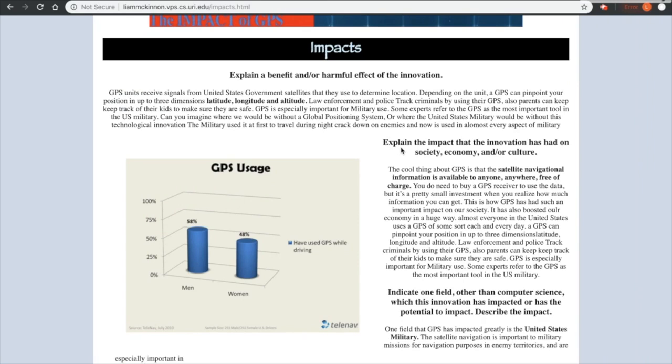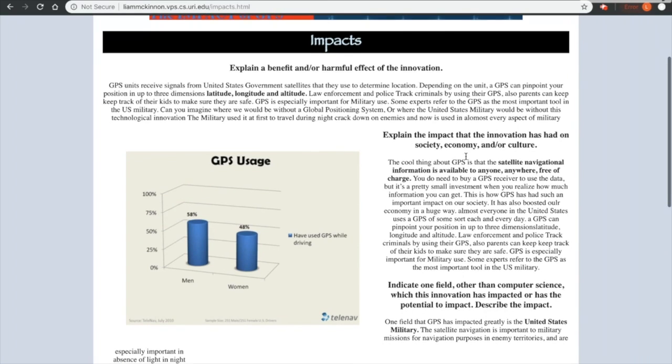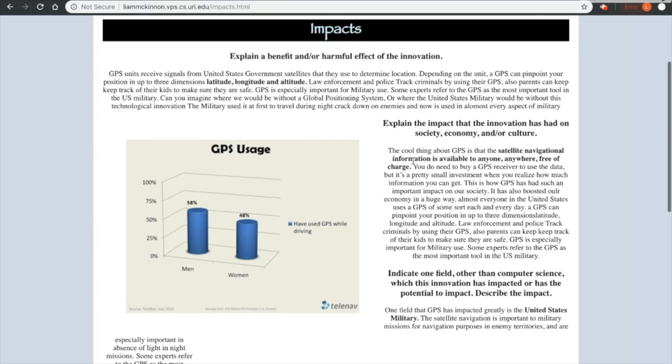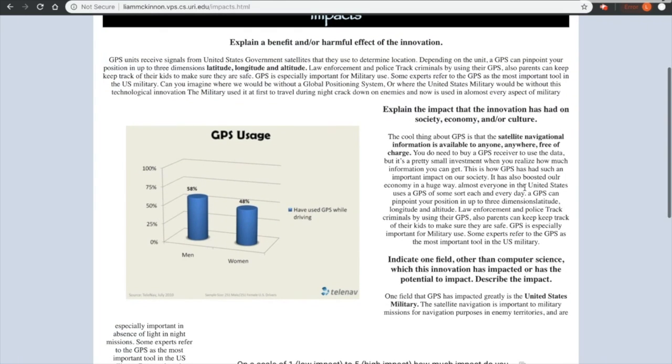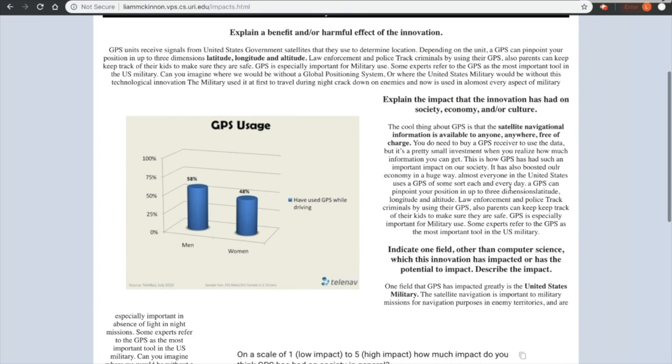Okay, next is explain the impact of the innovation. So the cool thing about GPS is the satellite navigation information is available to anyone, anywhere, free of charge. You do not need to buy a GPS receiver to use data, but it's a pretty small investment when you realize how much information you can get. This is how GPS has had such an important impact on our society.